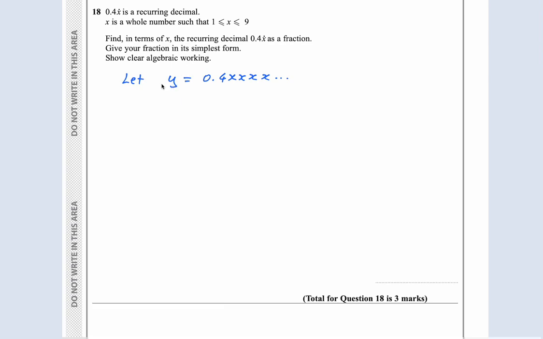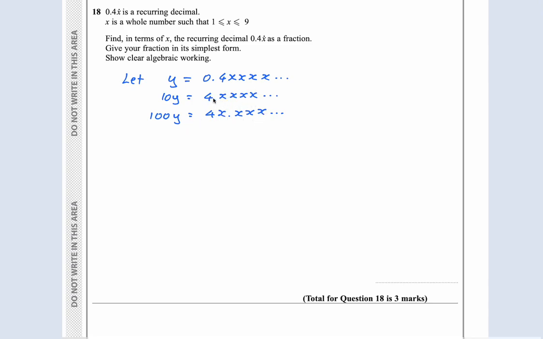Now the method we use normally to write them as fractions is first we multiply by 10, and this gives me 10y equals 4.xxx recurring. Now the goal is to get the decimals the same. Here they're still not the same, so I have to go again. 100y is equal to 4x.xxx recurring. Now again, be careful, guys, this does not mean 4 times x like we're so used to. This means 40 plus x. If x was 5, it would be 45.